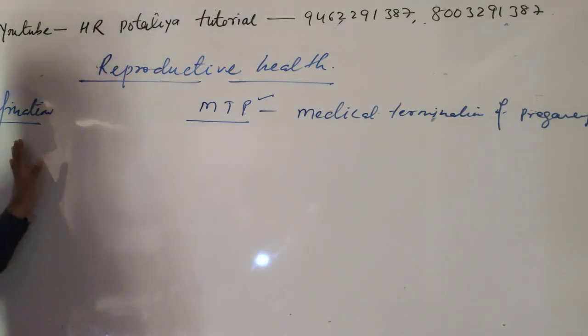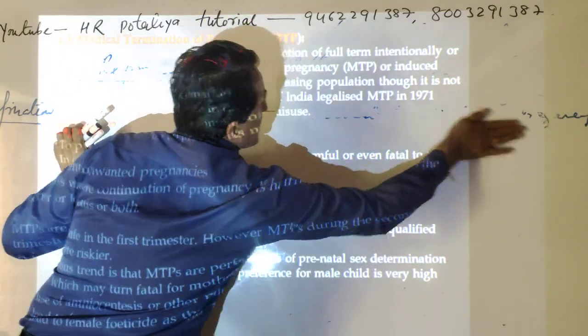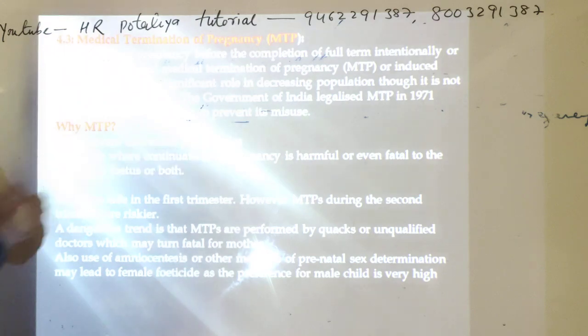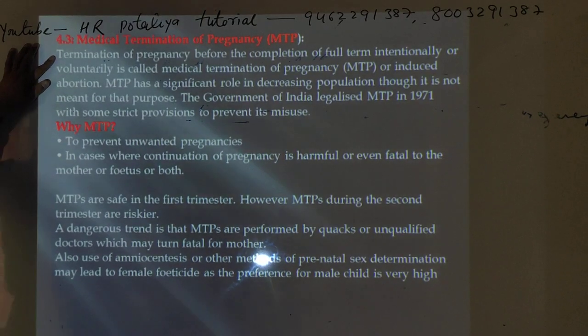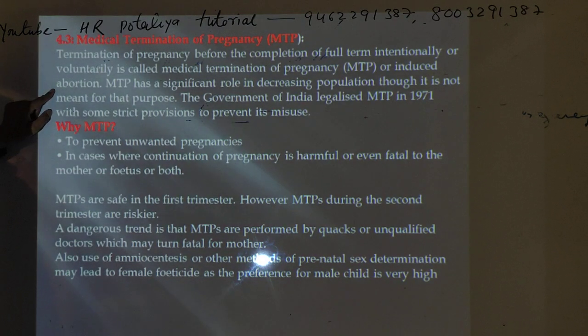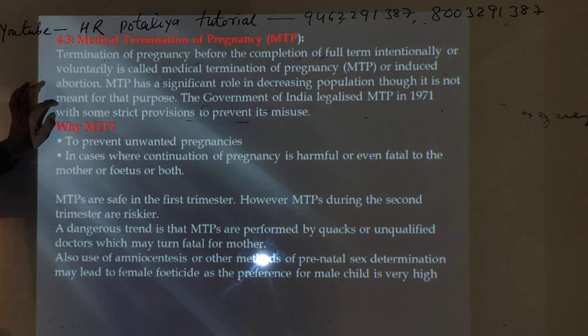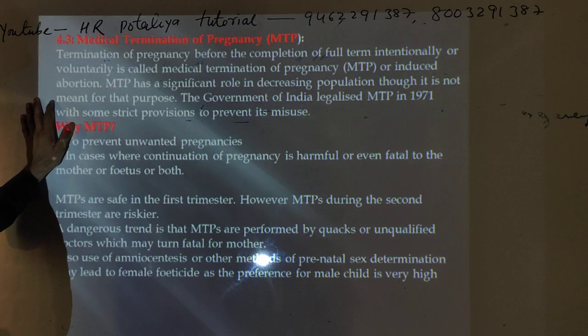In case of MTP, first of all, MTP means medical termination of pregnancy. Termination of pregnancy before the completion of full term, internally or voluntarily, is called medical termination of pregnancy, MTP, or induced abortion. MTP has a significant role in decreasing population, though it is not meant for that purpose. Population की रेट को डिक्रीज करने के लिए MTP नहीं बना है. MTP अनवांटेड प्रेगनेंसी को टर्मिनेट करने के लिए ही बना है.